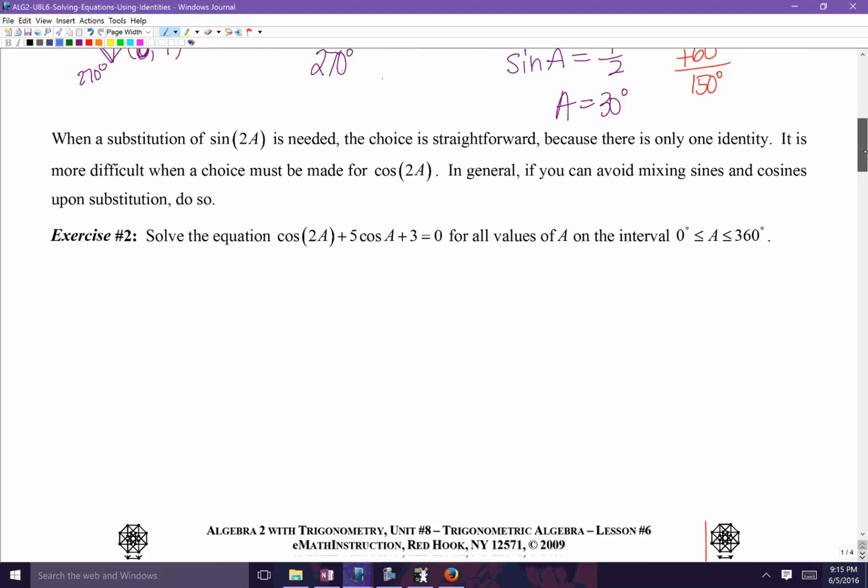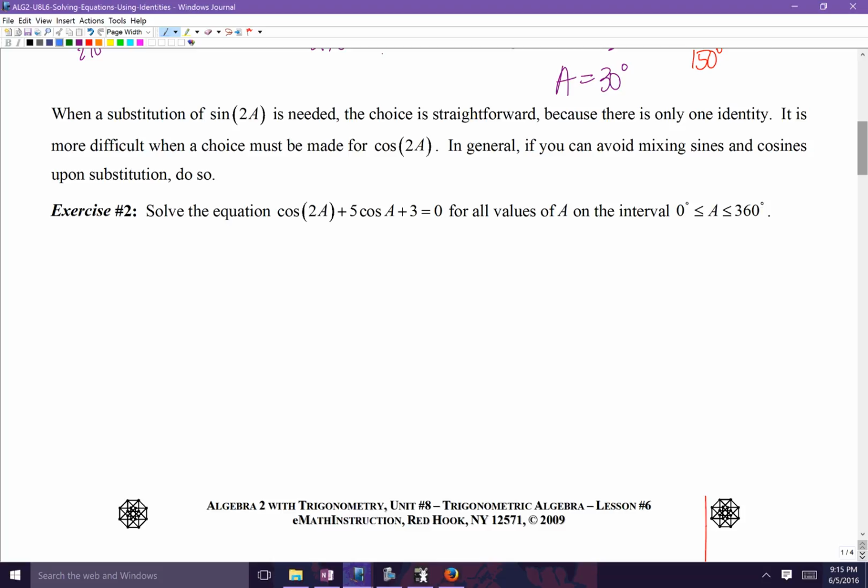Okay, exercise 2. Solve the equation cosine 2a plus 5 cosine a plus 3 equals 0 for all values of a on that same interval of 0 to 360. Well, if you noticed before, cosine of 2a has two possible values. It could equal 2 cosine squared a minus 1, or it could equal 1 minus 2 sine squared of a.